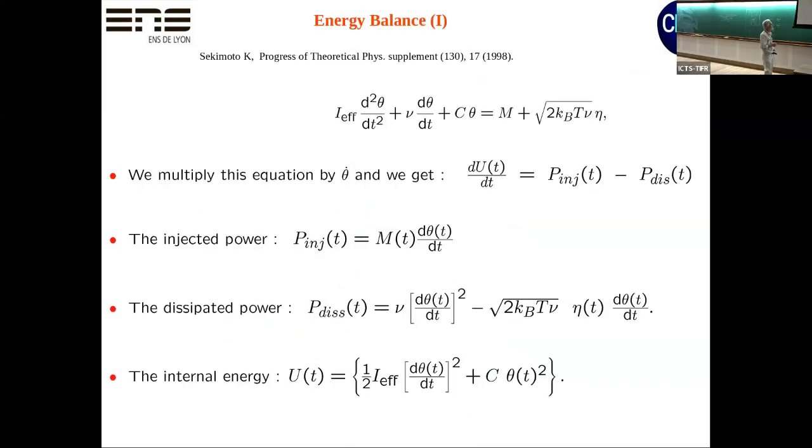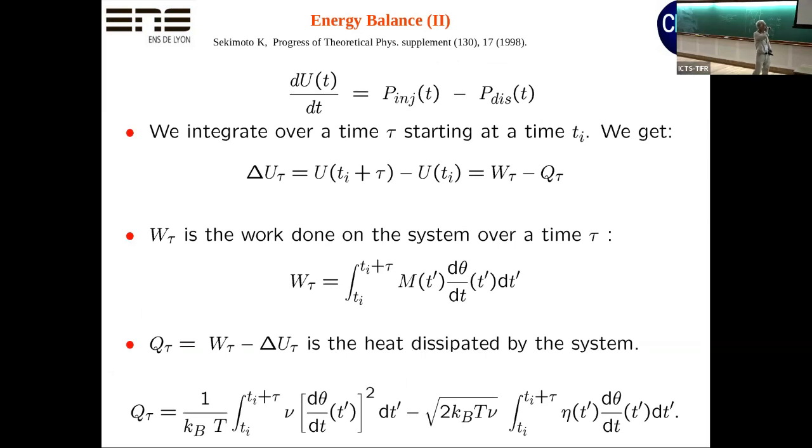Now let me do some thermodynamics of that. I take my equations, and by multiplying this equation by theta dot, we get that dU/dt, the internal energy of the system, kinetic plus potential energy, its derivative in time, is the difference of the injected power given by M dtheta/dt, minus the dissipated power, given by the standard term nu theta dot squared, minus the work done in this case by the thermal bath. Everything in this is fluctuating. Suppose that now I integrate this as I was doing.